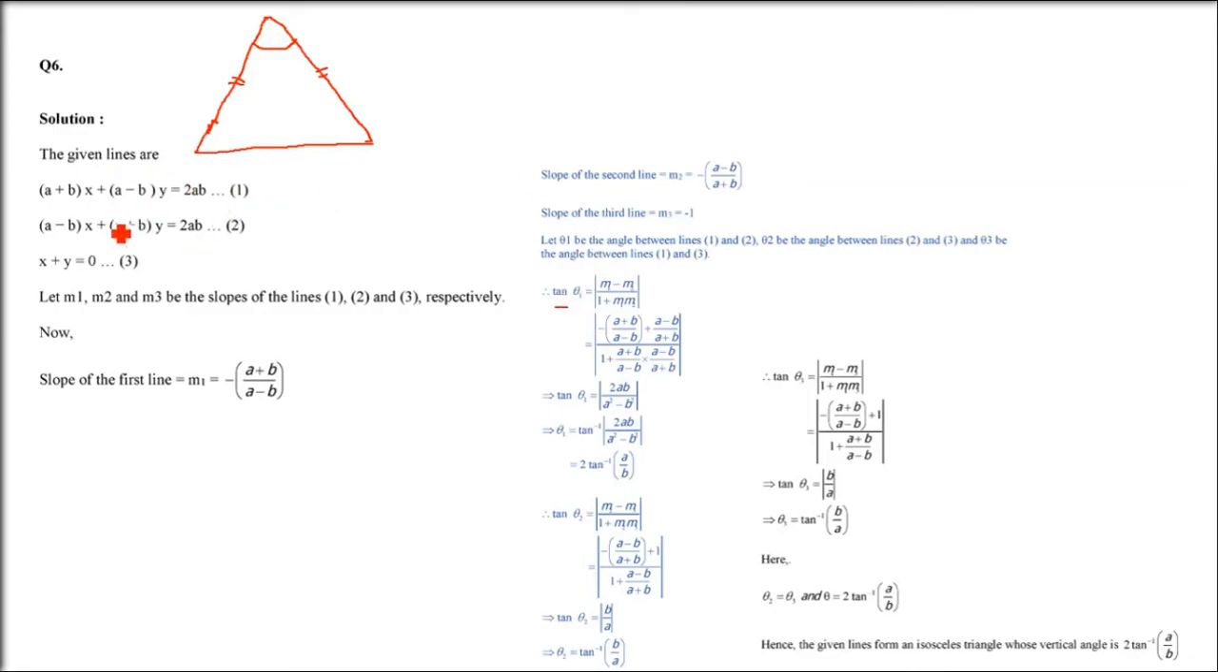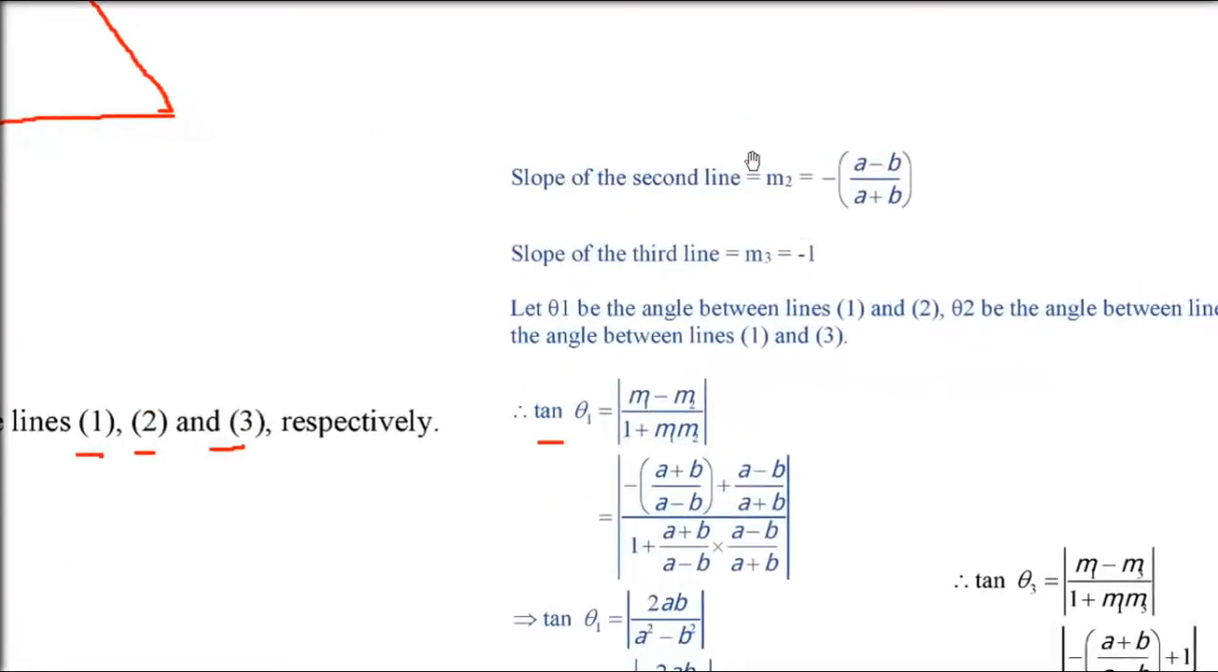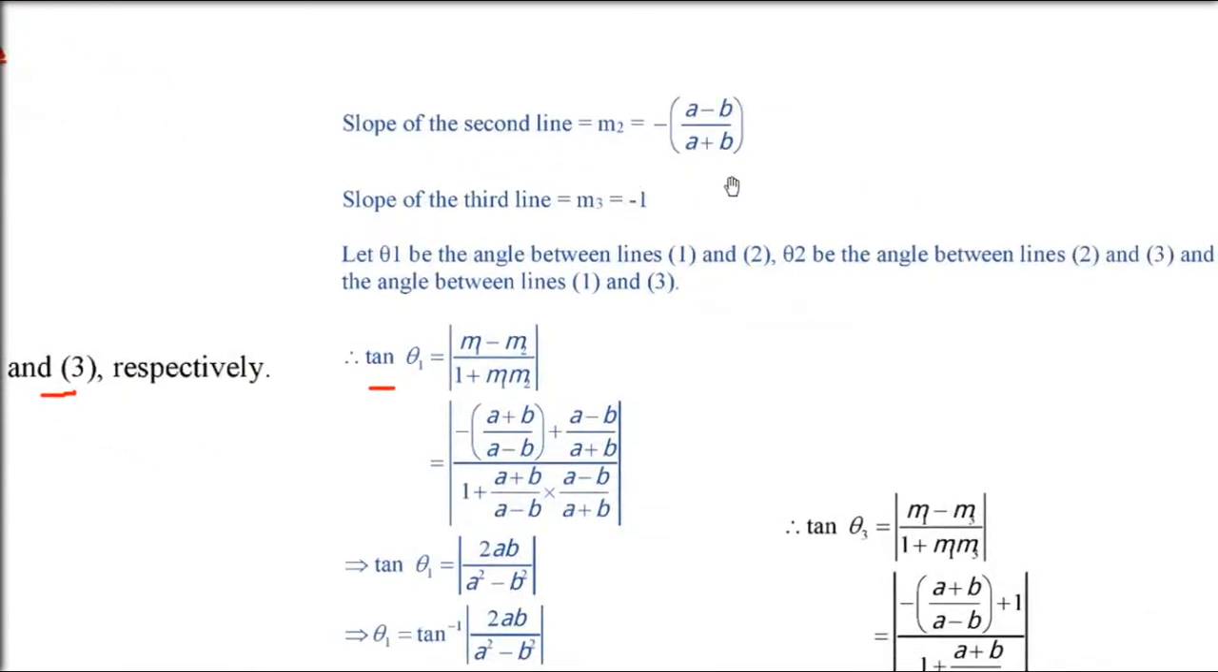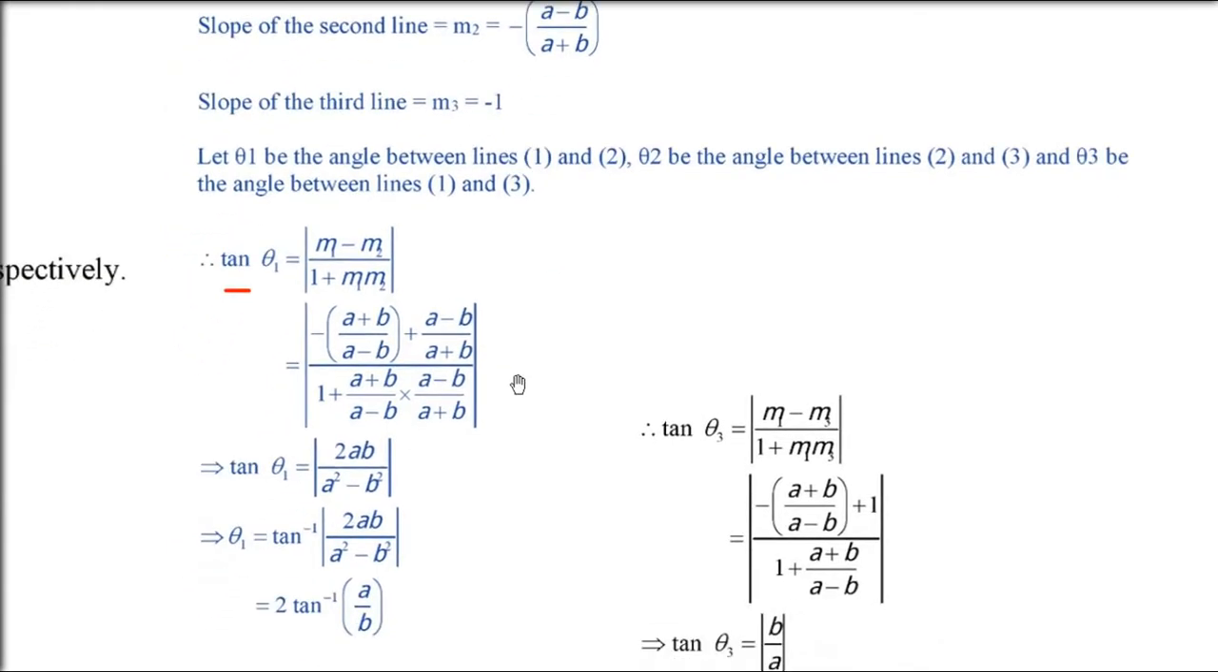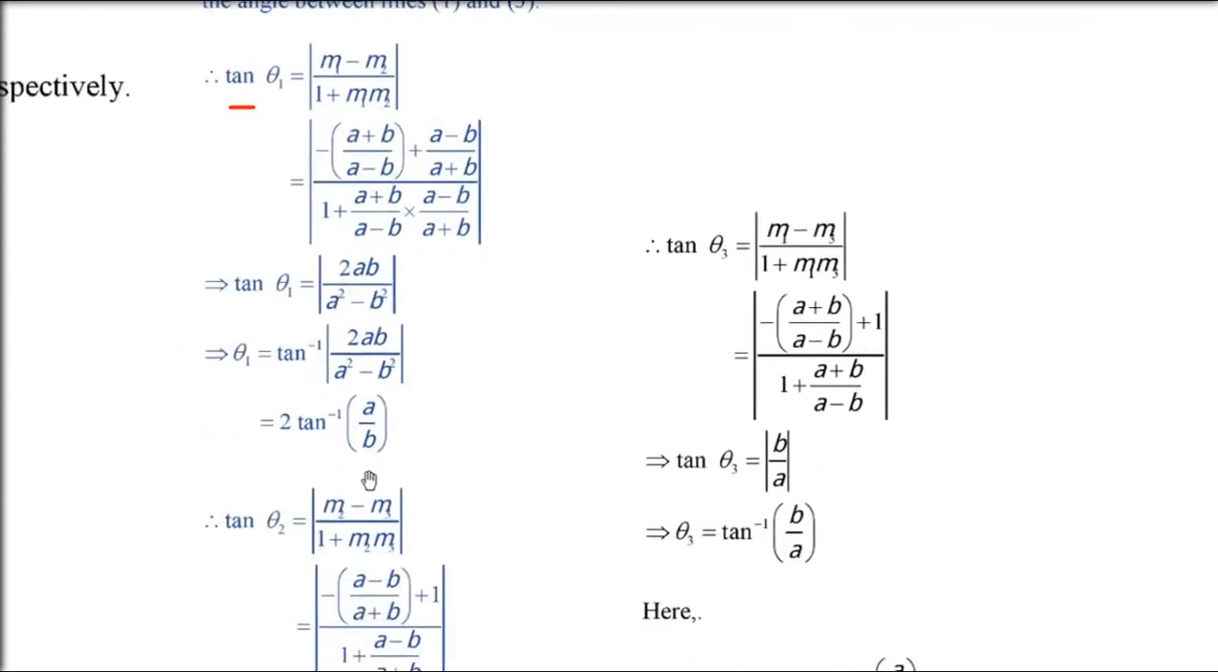First thing is that we have to find out the slopes. First slope is m1, second slope is m2, third is m3. Let us assume that. So first line, let me show you. First, second, third, I am going to find out theta 1, theta 2, theta 3. Theta 1 is between 1 and 2. Theta 2 is between 2 and 3. Theta 3 is between 1 and 3. So all angles we are going to find out.